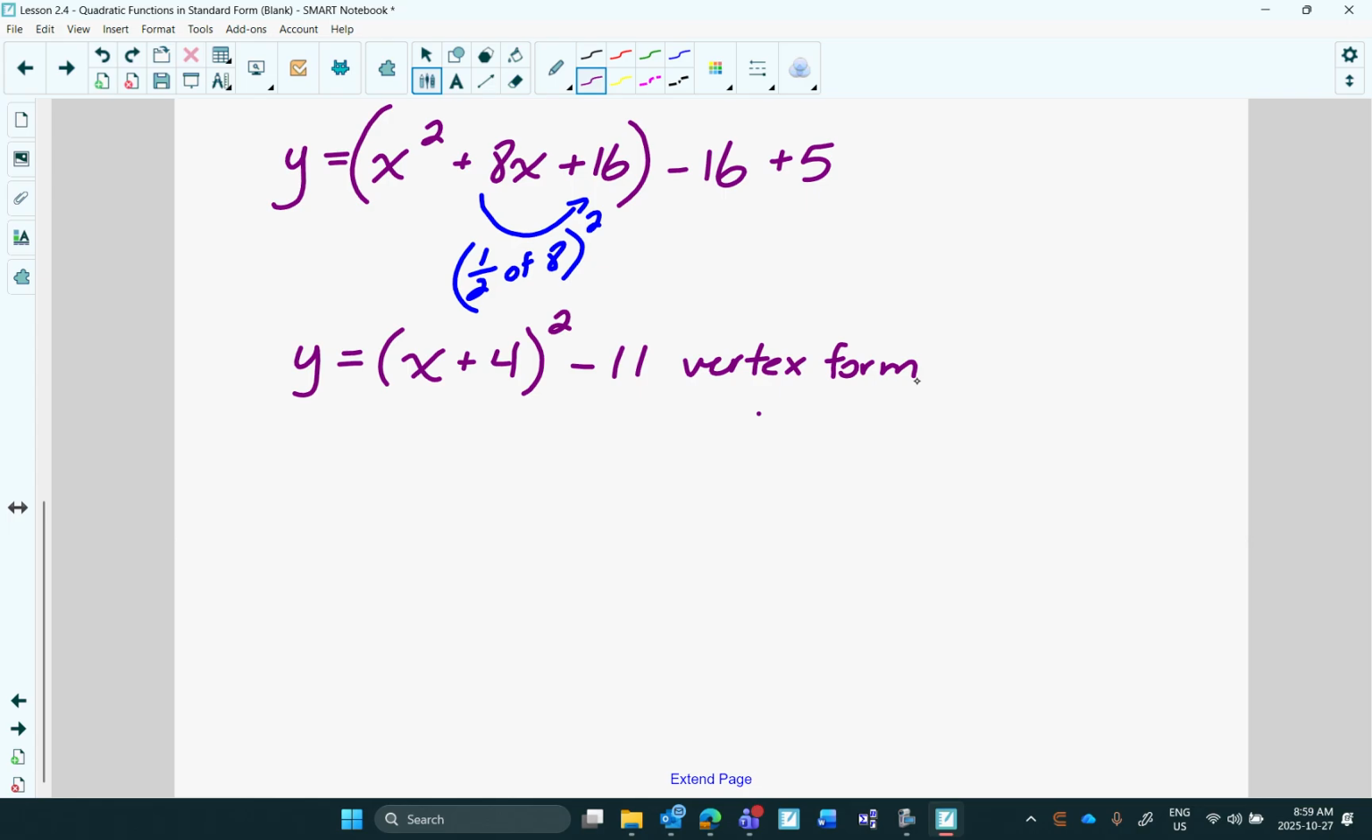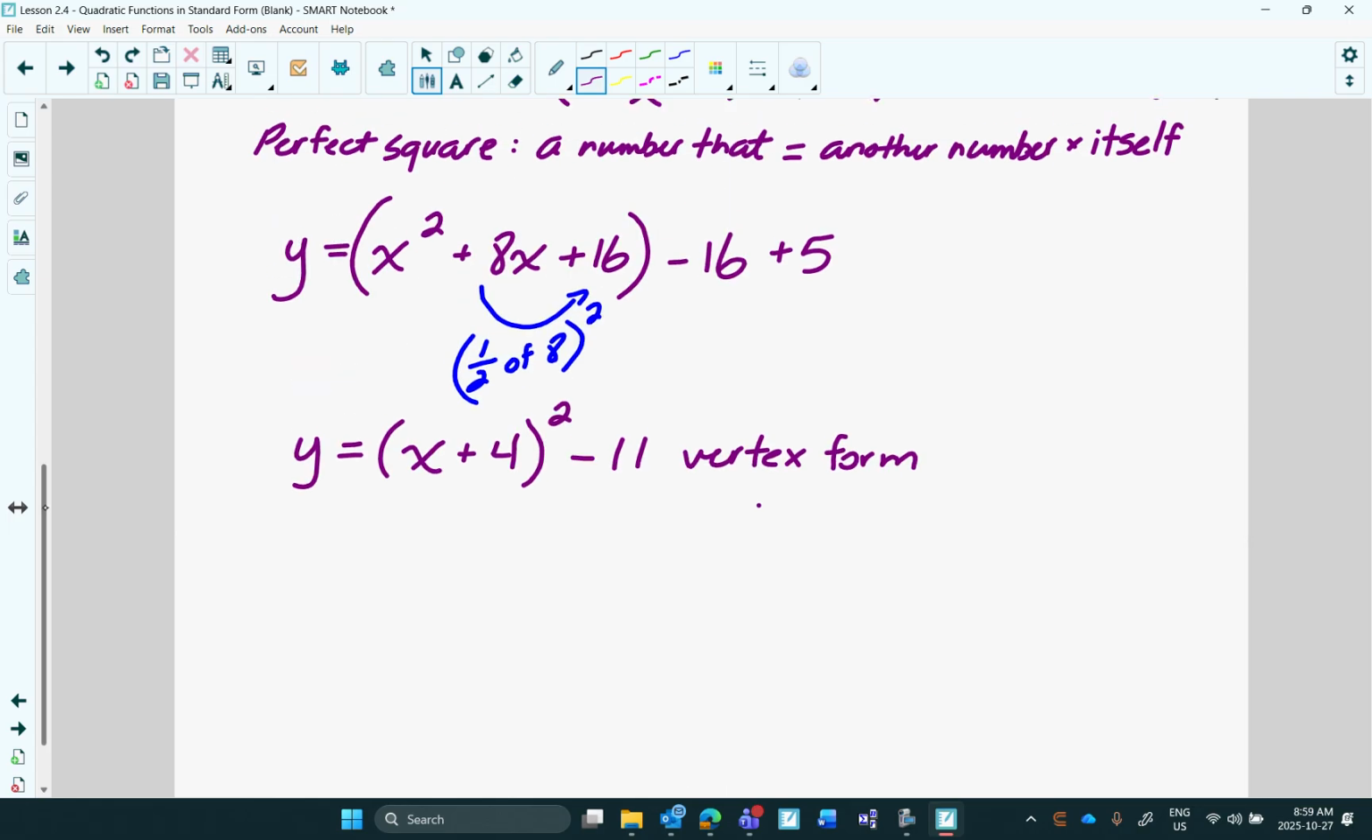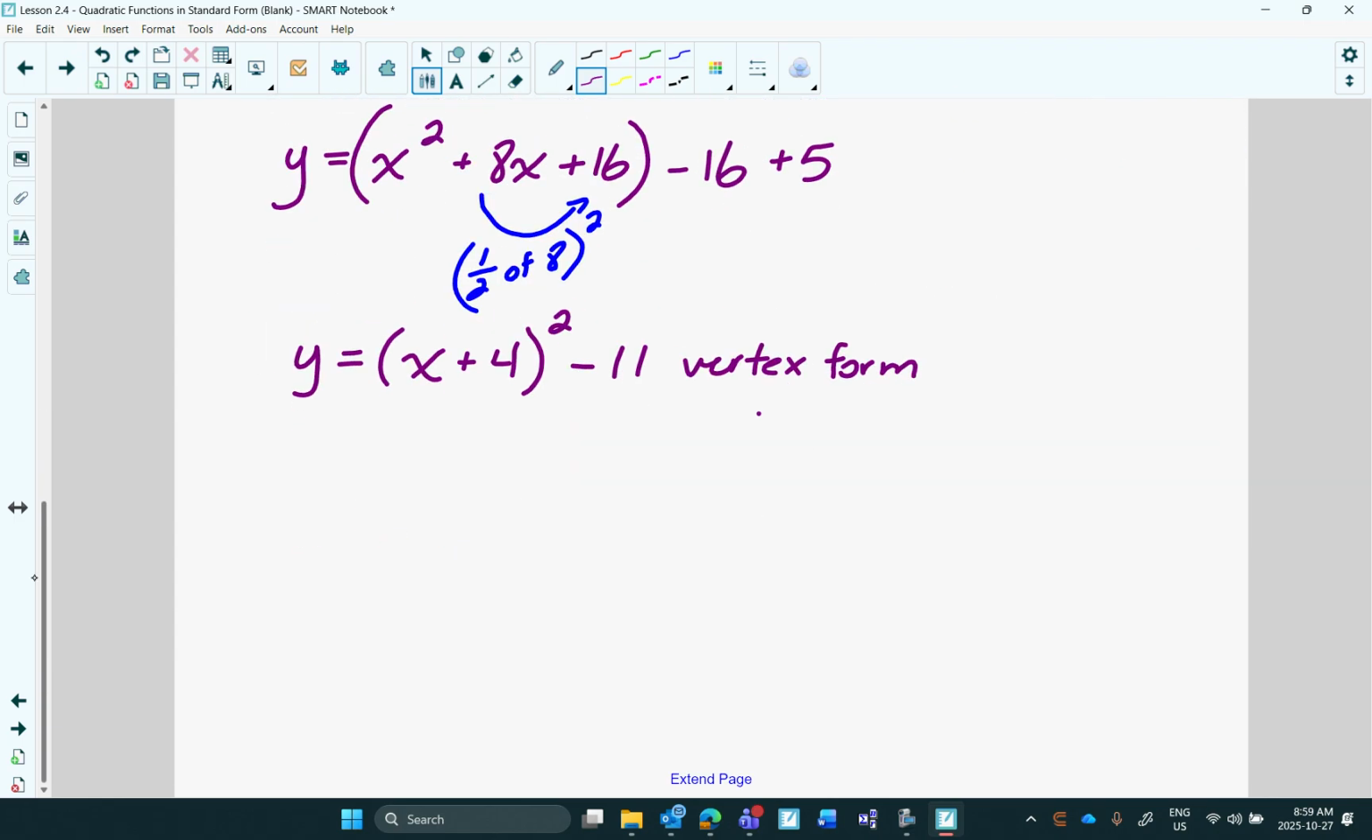And now that it's in vertex form, I can answer a whole bunch of questions if I want. Like if I asked you here, what's the vertex? What's the coordinates of the vertex? What's h? Not 4, it has to be in subtraction form. Negative 4. What's k? Oh, negative 11. So the vertex would be negative 4, negative 11. And then we can get all our other properties from that. Okay?